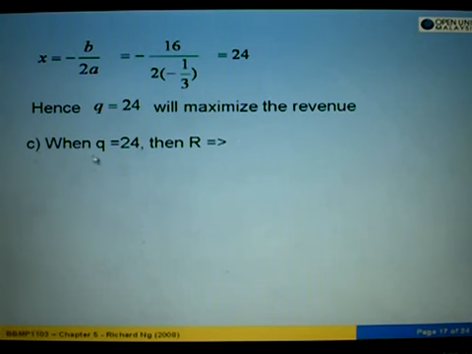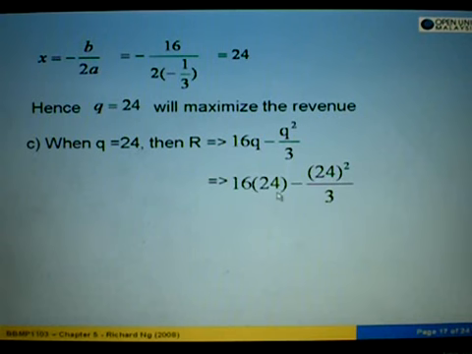And the third question: when Q equals 24, what will be the revenue? Because Q equals 24 will maximize the revenue, how do we find the maximum revenue? We substitute Q equals 24 into the revenue function, which is 16Q minus Q squared over 3. So we get 16 times 24 minus 24 squared over 3.